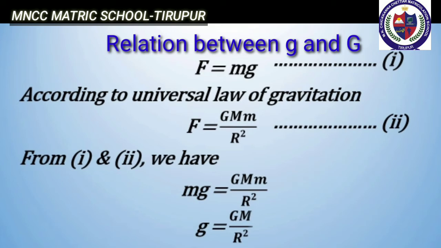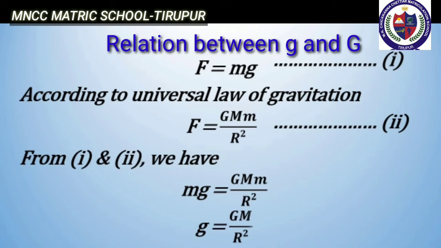Already we know that force is equal to mass into gravitational constant, and by the universal law of gravitation, force is equal to G capital M small m divided by r square. Combining these two equations, mg is equal to G M m by r square. On both sides small m is common, so cancel. So we get small g is equal to capital G capital M divided by r square.